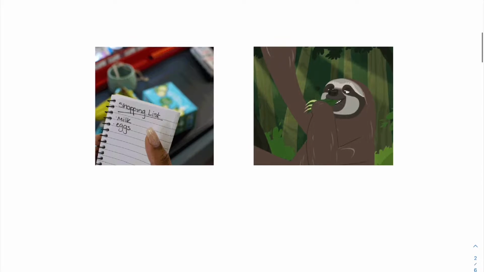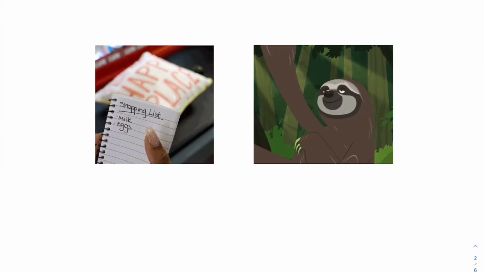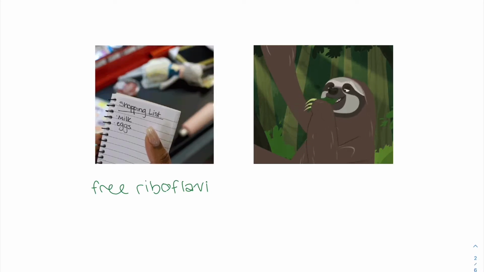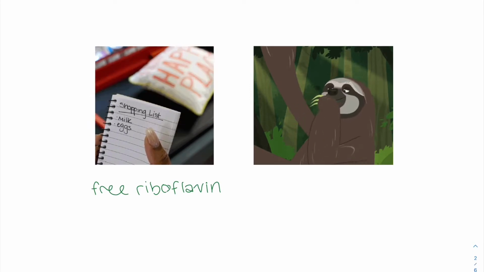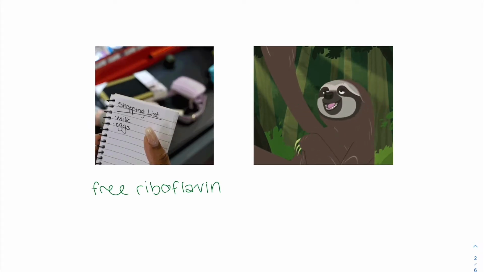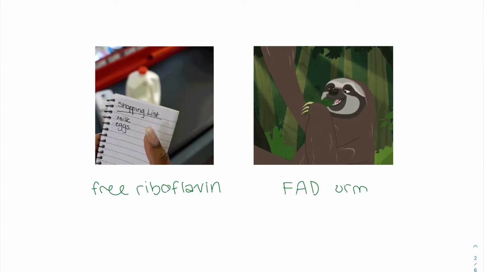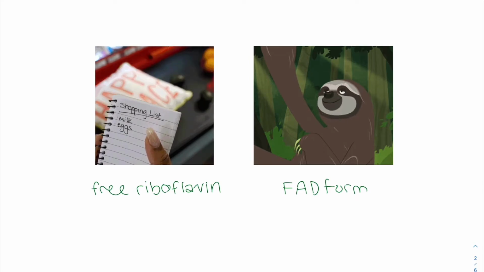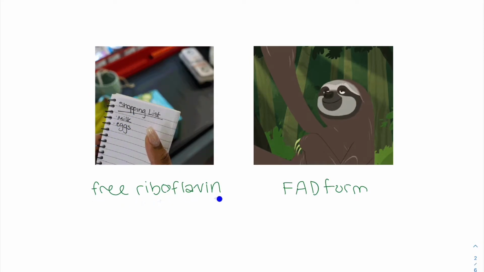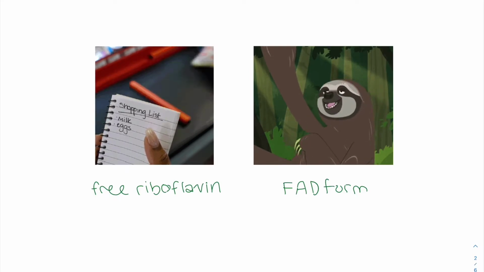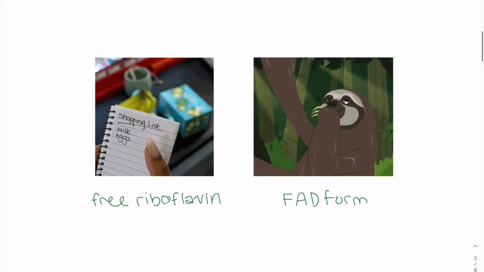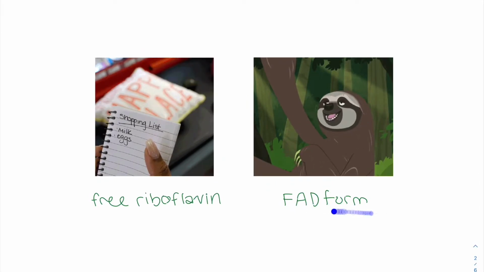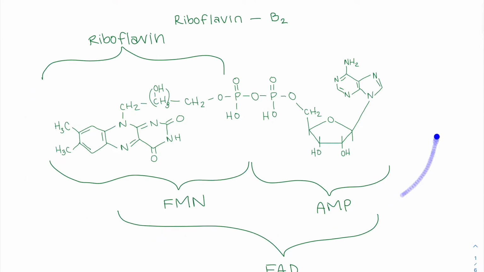So where can we find it? We can find it in milk, eggs, meats, and leafy greens. And I want to point out that the milk and eggs is in the free riboflavin form. So if we look back to this structure, it's ingested as this smallest form. The leafy greens and meats are often found in the FAD form, so that's the biggest structure.